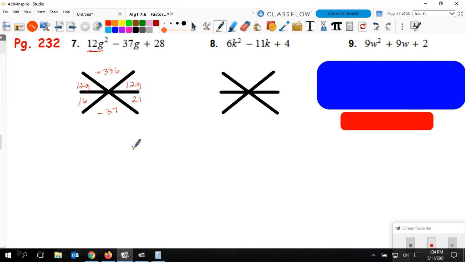Okay, what's the sign supposed to be now for those? Since we're adding, they're the same sign. They're both going to be the sign of the B term. They're both going to be minus.